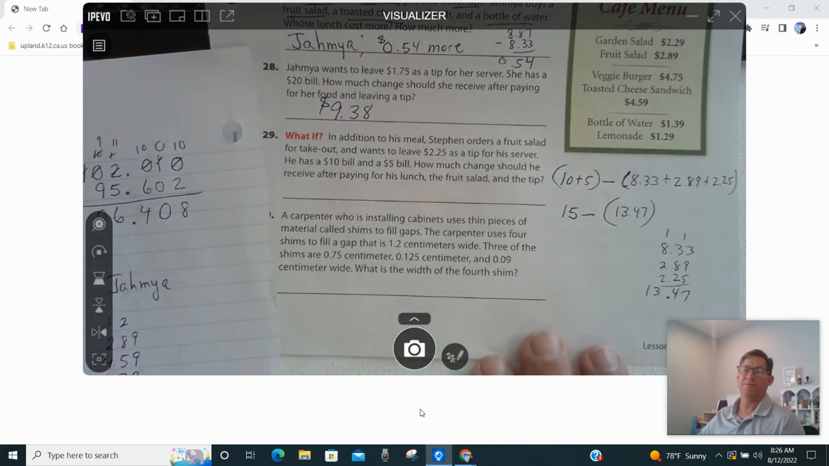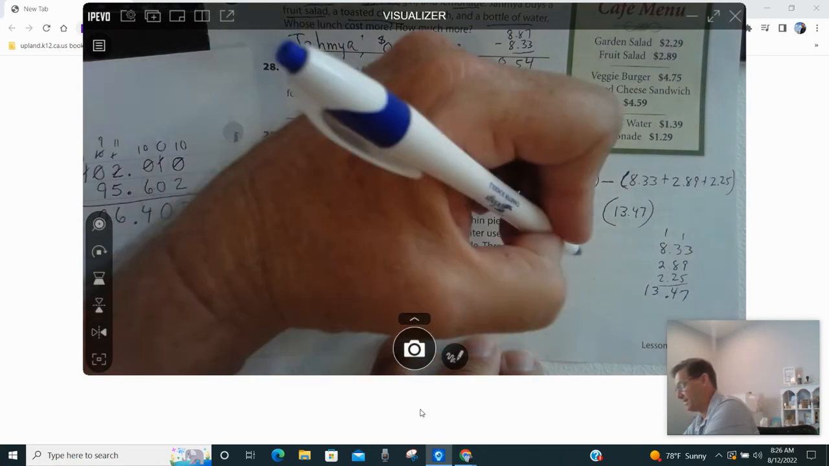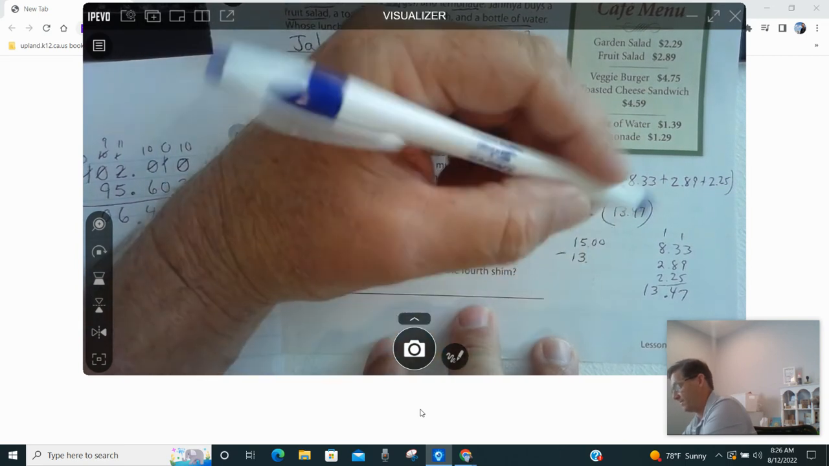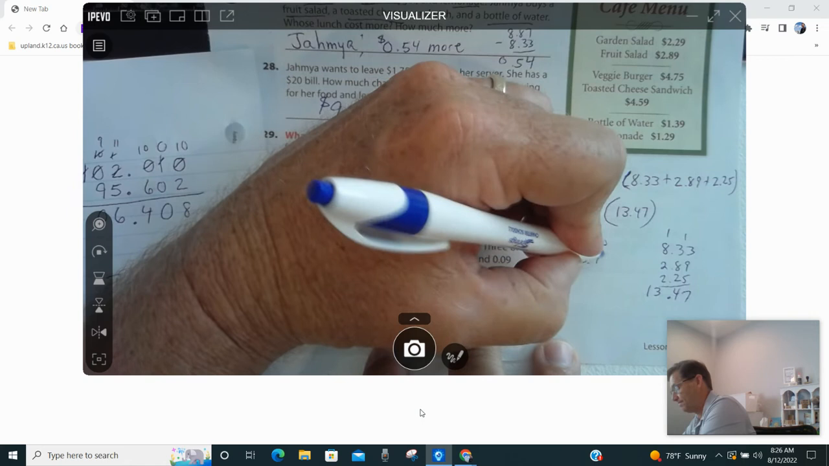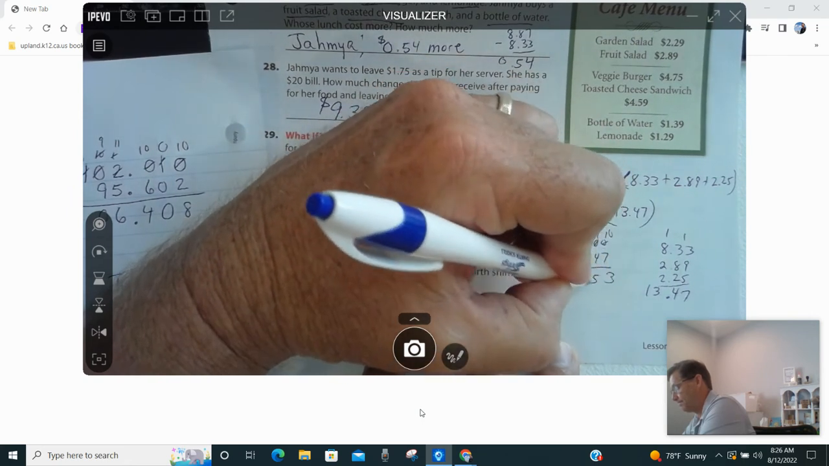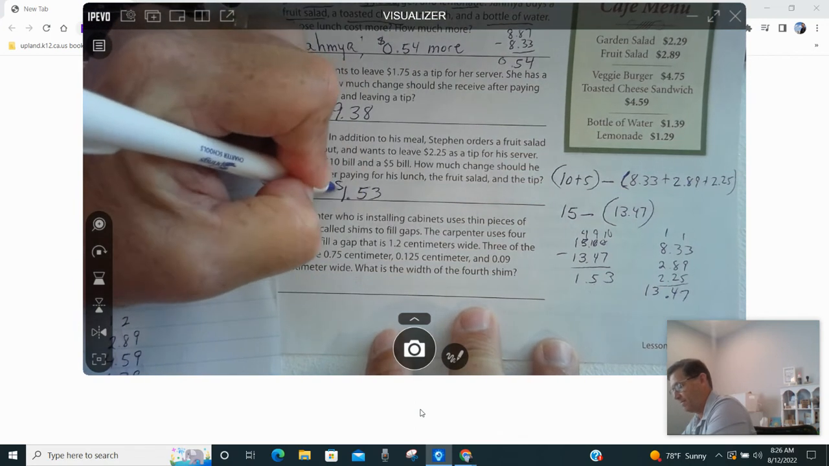Okay, so the sum of his lunch with the tip and fruit salad is $13.47. There's a decimal point after the 5 of 15. So he should get back $1.53.